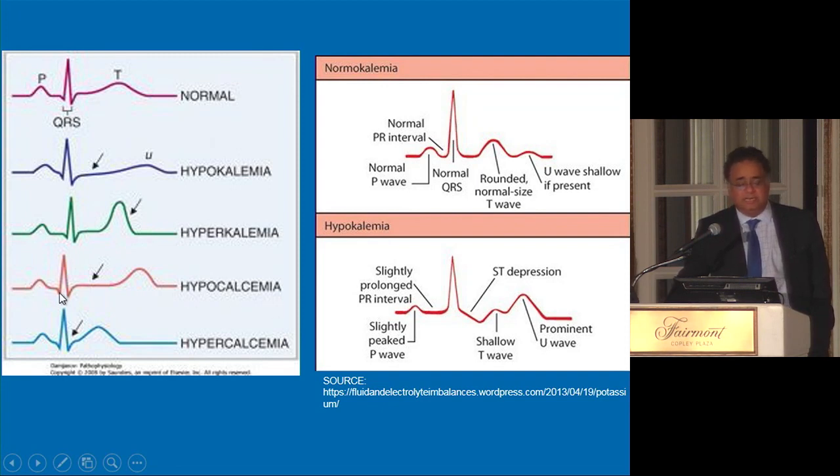In hypocalcemia, you're starting to see a widening of the QT interval. And in hypercalcemia, you're seeing a narrowing of the QT interval, and you see these changes. So just keep that in mind. In hypokalemia, the most classic is the prominent U wave, like this patient had.